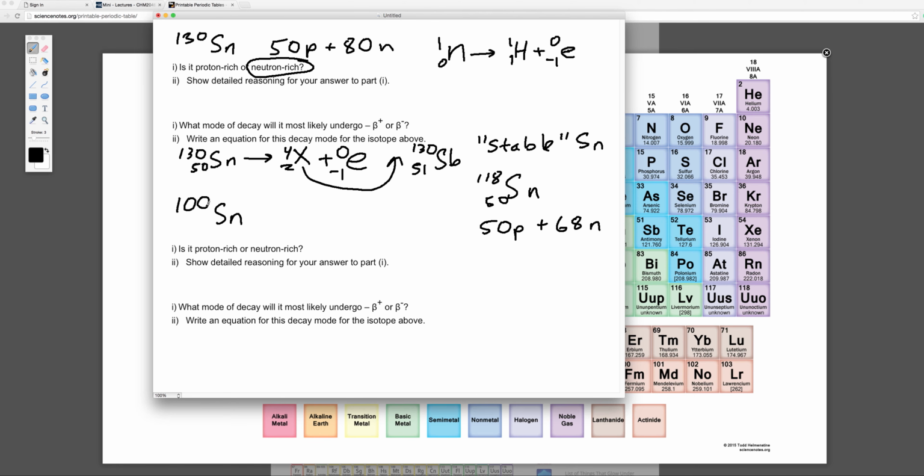Now for the other one, we've got 100 SN, and that is going to be 50 protons and 50 neutrons. You'll notice it has the same number of protons as what I've got up here, but you'll also notice that it has fewer neutrons than it needs to have if it's stable. If it has fewer neutrons, it also stands to reason then that it has too many protons. So we would call this one proton rich.